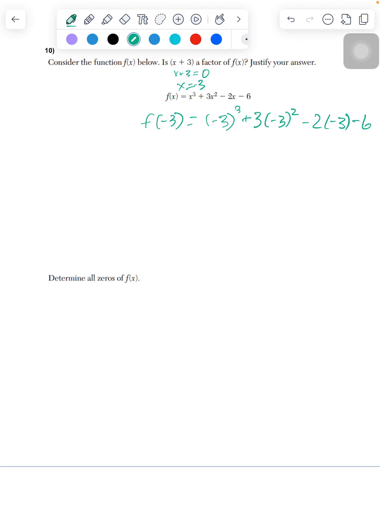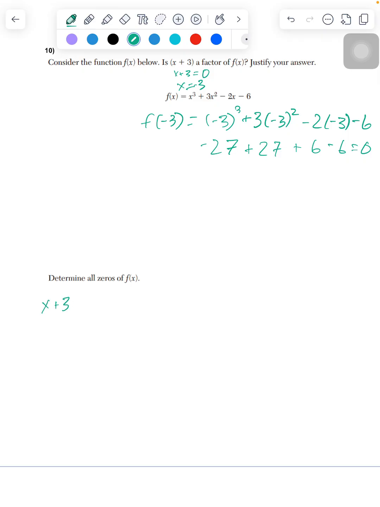All right, so you evaluate that, just like last time. So minus 27, excuse me, minus 27 plus 27 plus 6 minus 6, which is going to be 0. So that's a factor. And then you set up the long division here.